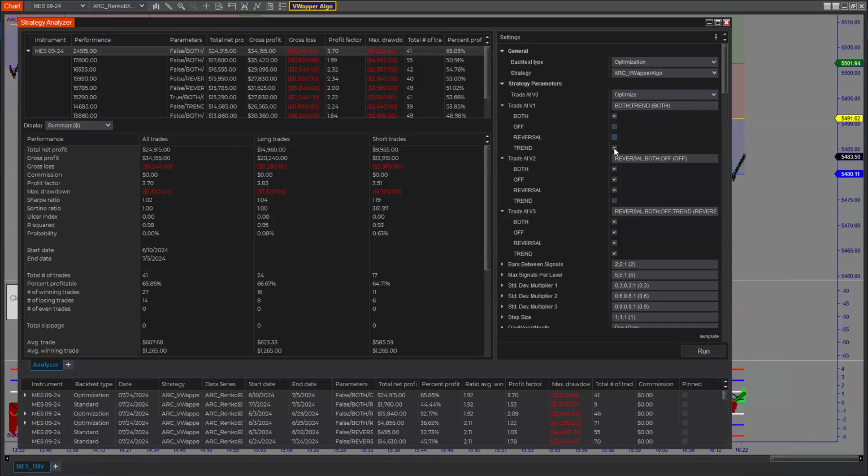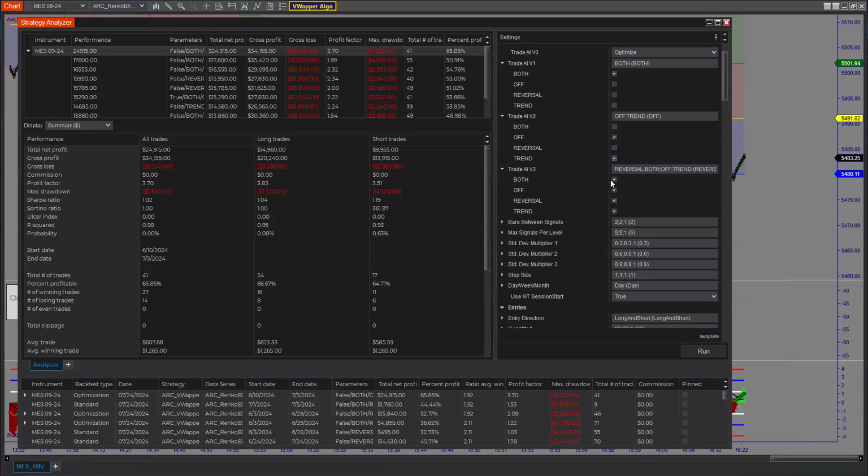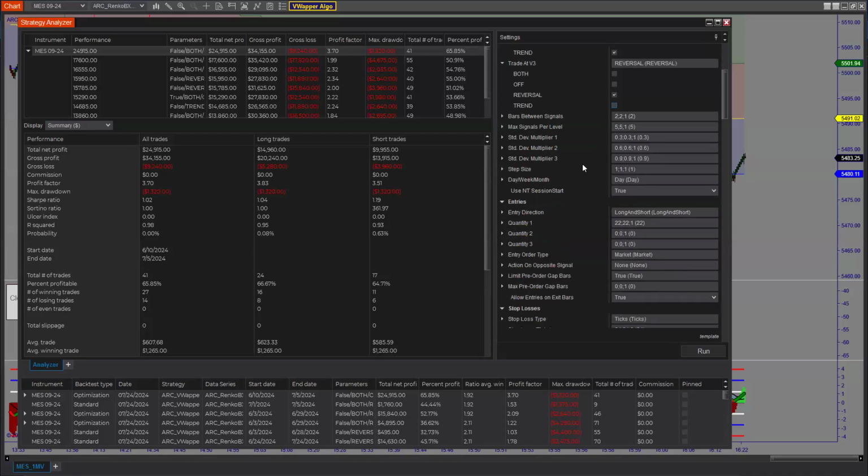One thing, if you haven't noticed already with NinjaTrader, you kind of have to click it and then stay there. I don't know why. This didn't test for trend, so I'm going to go ahead and test this for trend as well, just for fun. And then this will be reversal. Okay.